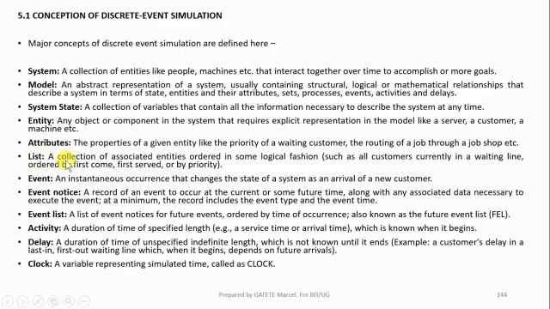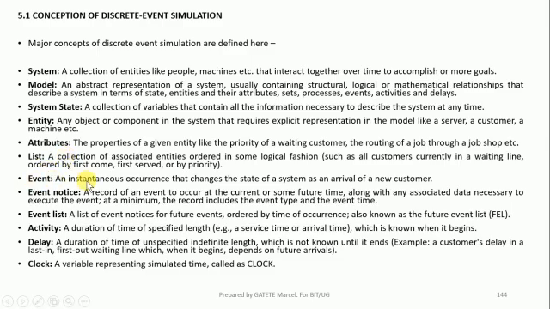A list is a collection of associated entities ordered in some logical fashion, such as our customers currently in a waiting line, ordered by first come, first served, or by priority. Here we can have a list of different entities. You can have a list of customers waiting in a queue. So that collection of customers waiting in a line will be called a list.